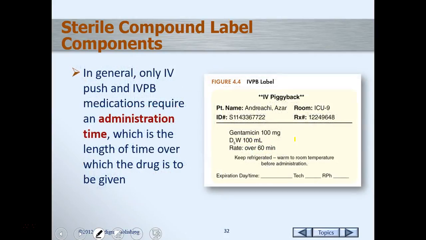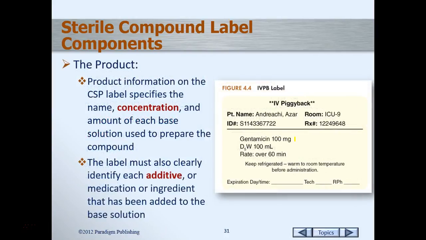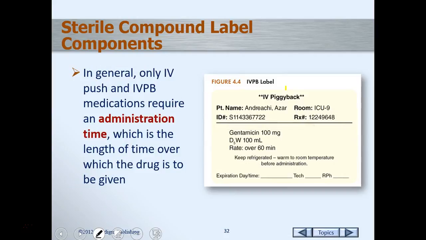Now, also, if it's an IV push or an IV piggyback label, so if we go and look here, we have IV piggyback, which we also have here, and it's also noted. So that's the example, but on the actual order, it's going to say piggyback, IV push.